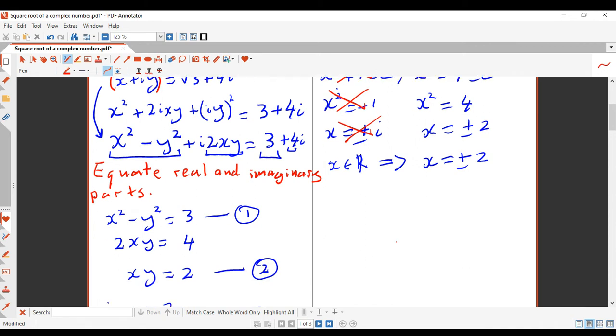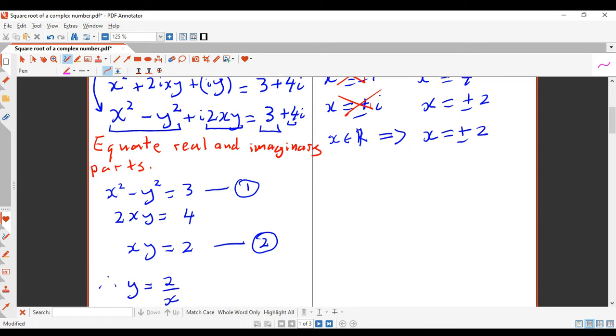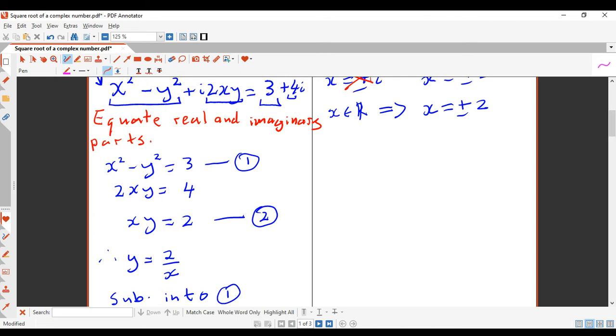Now we've got the possibilities. We're going to sub those numbers. Let's use pink for this one. If you scroll down a little bit, this equation down here, we've already done the work, so might as well use it, because we know that y is 2 on x. So if x is equal to 2, sub into that equation, then you're going to get y is equal to 1. And then if x is equal to negative 2, y will be equal to negative 1.